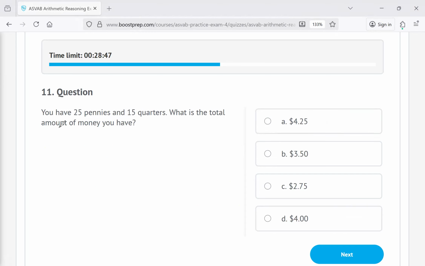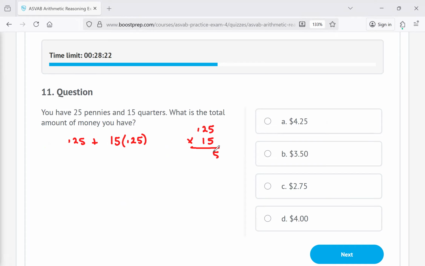Okay, 11. You have 25 pennies and 15 quarters. What is the total amount of money you have? Simple, right? 25 pennies is the same thing as 25 cents, plus 15 quarters. A quarter represents 25 cents. Add them up. So what's 15 times 0.25, or 25 times 15?